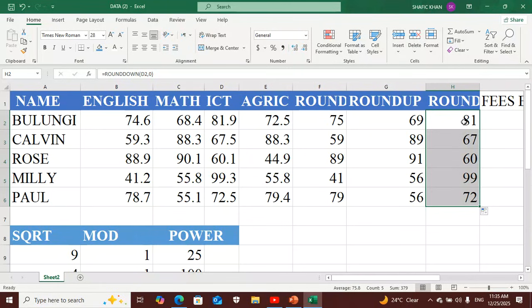So we have seen the absolute, we have seen the mod, that is looking at the remainder. We have seen the square root of a number, and we have looked at also power. Yes, we have seen all those in our video.